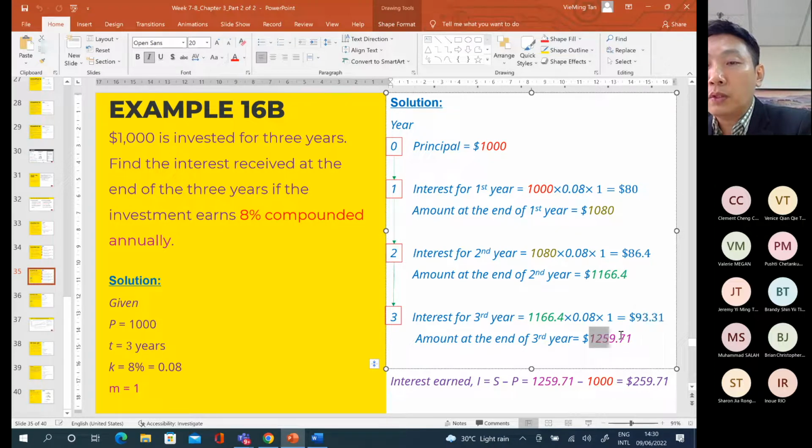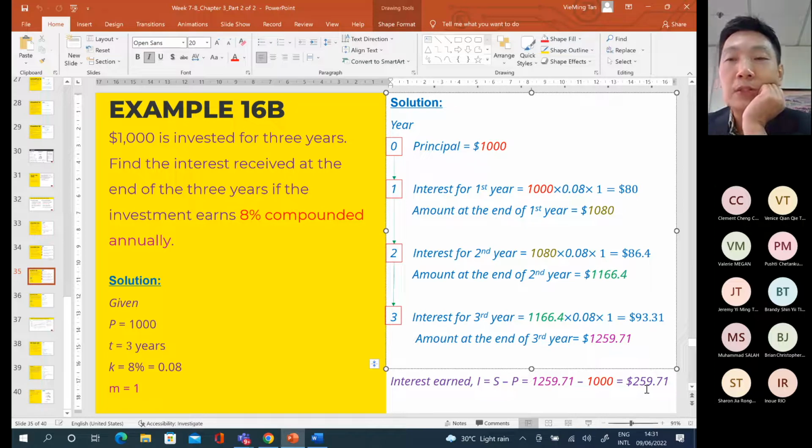I'll get 1259.71. Once we know the maturity value at the end of year 3, we can calculate the interest earned throughout the 3 years. The answer is equal to S minus P, using this value minus the principal. So it is equal to 259.71.